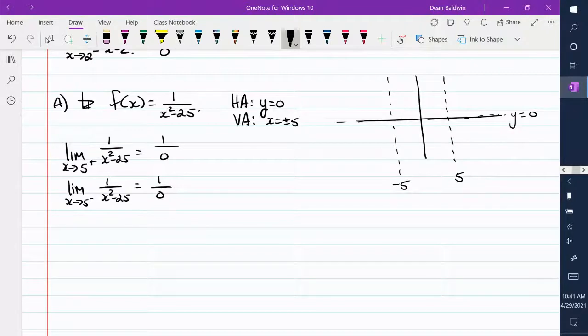So if I come at 5 from the positive side, so pick nice easy numbers, 6, okay? And I put a 6 in here. What's 6 squared? 36 minus 25. It gives me a positive number. So if we come from that side, we're going to positive infinity. So that means the graph looks like this.